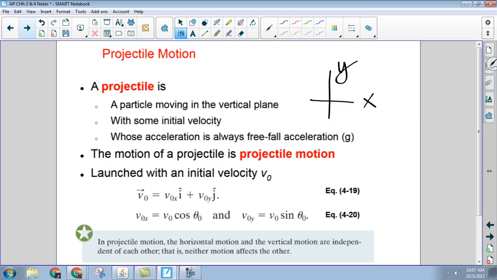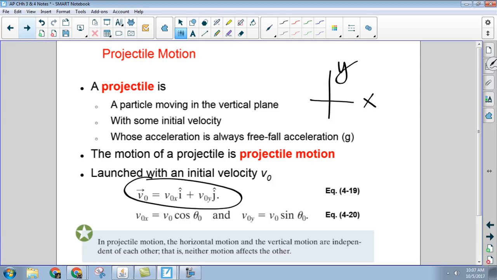Because the object is moving in two dimensions, if you want to describe the velocity at a given instant, you need to describe it in terms of the x motion and the y motion, right? x velocity and y velocity, right? Okay?